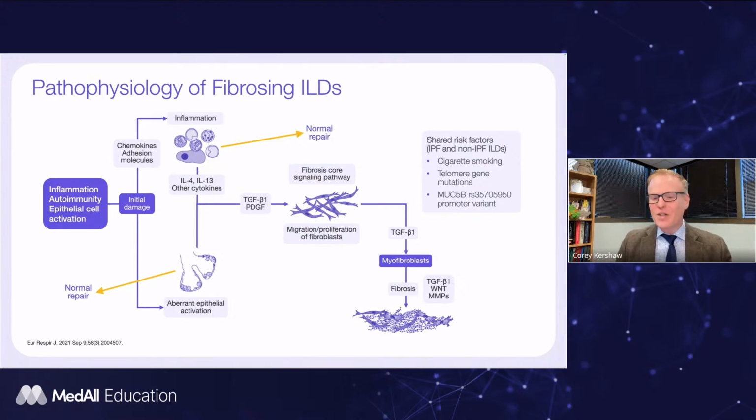So once this process starts, it's very difficult to reverse it. And the reason for that is that there are so many different pathways that the fibrosis can occur down. It's hard to stop it with just one intervention along one of those pathways.